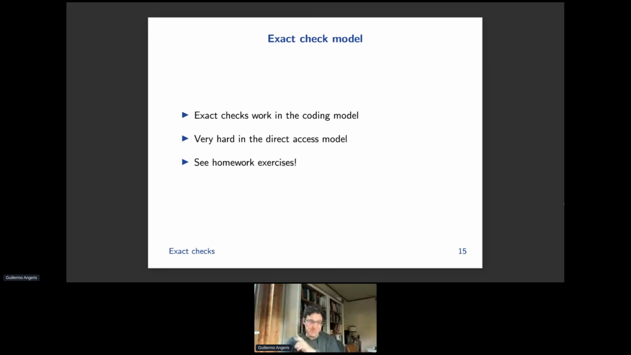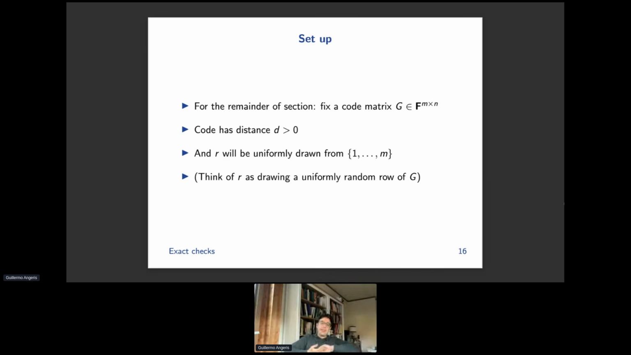Okay, so here's the setup, and this is going to be fixed for the remainder of the presentation. So I would recommend, if you have a cheat sheet next to you, this is the thing to write down. For the remainder of this section, we're going to fix a code matrix G. And G, as before, is going to be an M times N matrix whose elements are in the field F, but that doesn't matter.